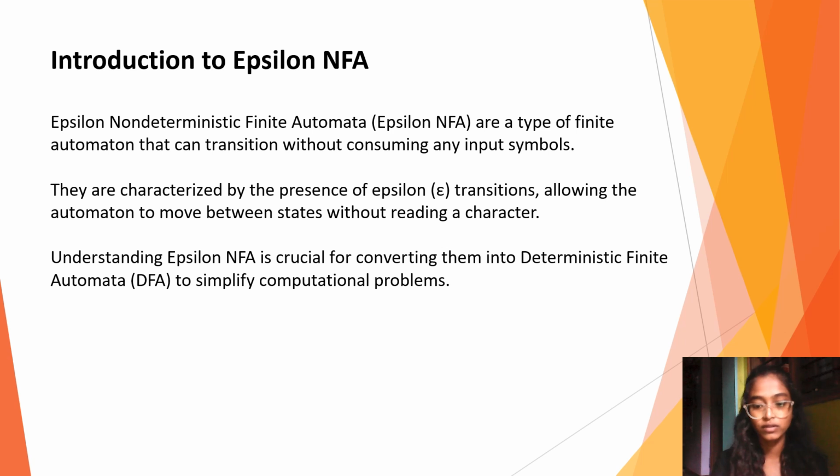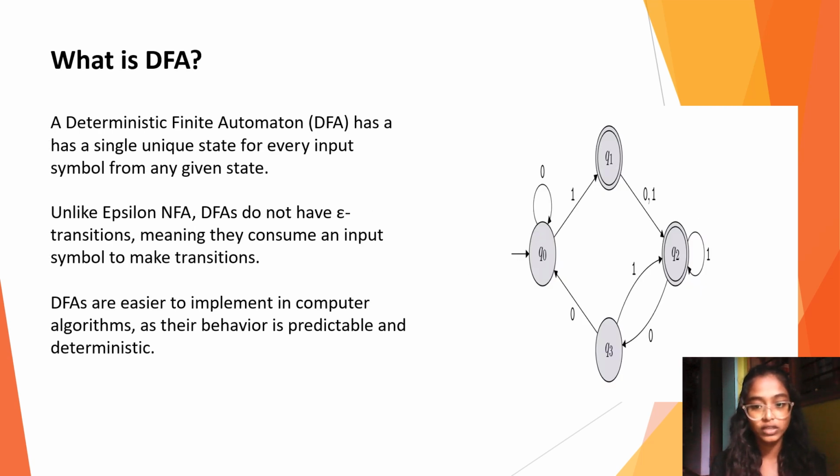computational problems. Next, let us see what is DFA. A deterministic finite automaton has a single unique state for every input symbol from any given state. Unlike epsilon NFA, DFAs do not have epsilon transitions, meaning they consume an input symbol to make a transition. DFAs are easy to implement in computer algorithms as their behavior is predictable and deterministic.